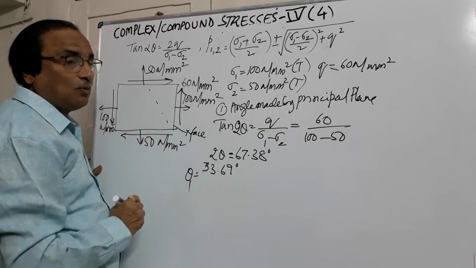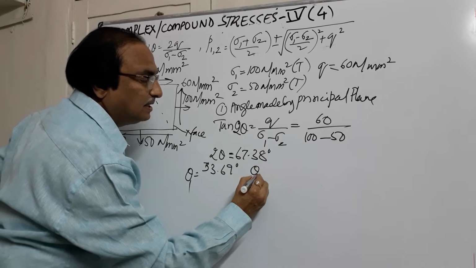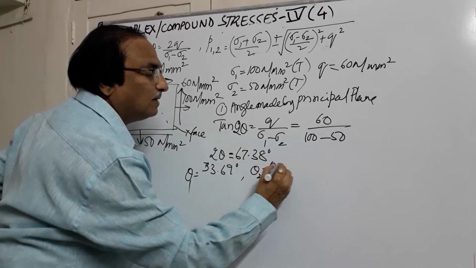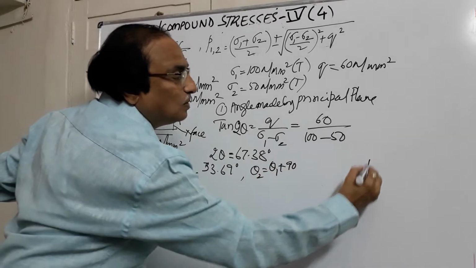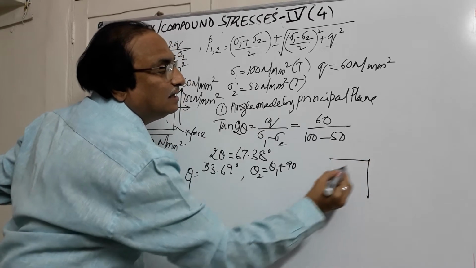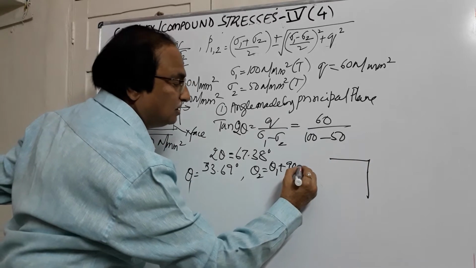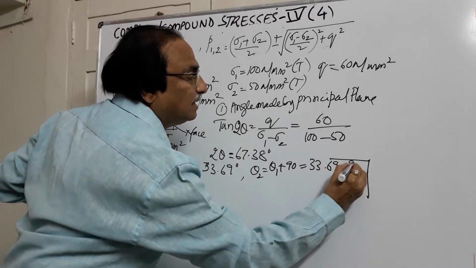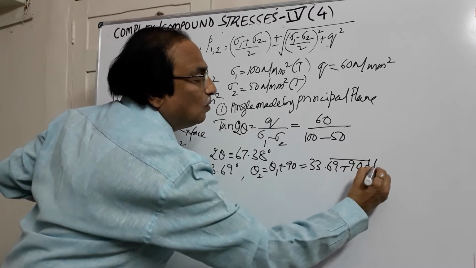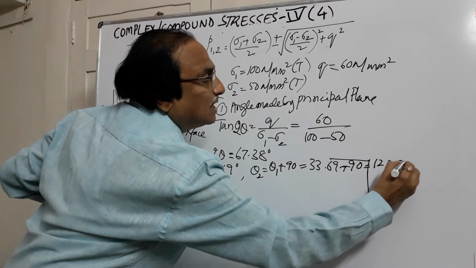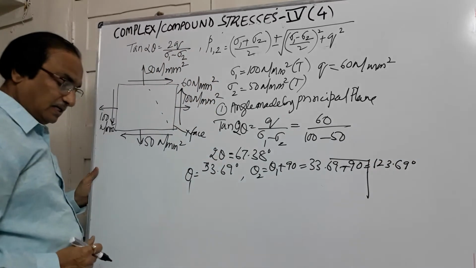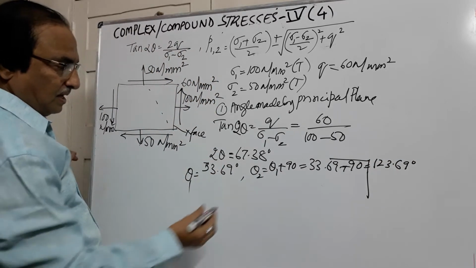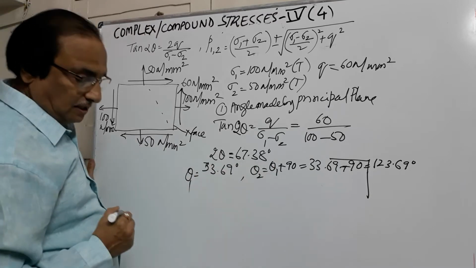So this is theta 1. The second plane, theta 2, will be equal to theta 1 plus 90 degrees. If this is one plane, then at 90 degrees it will be the other plane. So this will be equal to 33.69 plus 90, which is 123.69 degrees. So there are two planes making angles of theta 1 and theta 2.